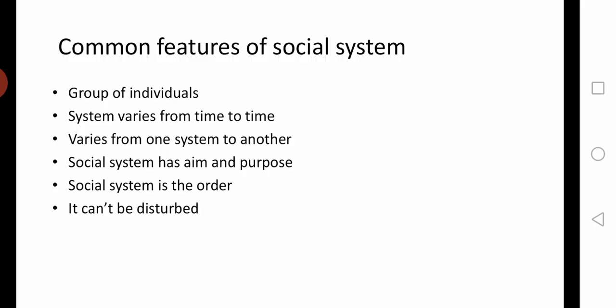Now some common features of a social system. They are already mentioned. What is a system? It's a group of individuals, and this system may vary from time to time depending upon the conditions or situations it is going through. It may vary from one system to another. All systems will not be the same. A social system has aim and purpose. A social system is the order. All these things we have seen. It can be disturbed by any group or any individual. The social system cannot be destroyed.